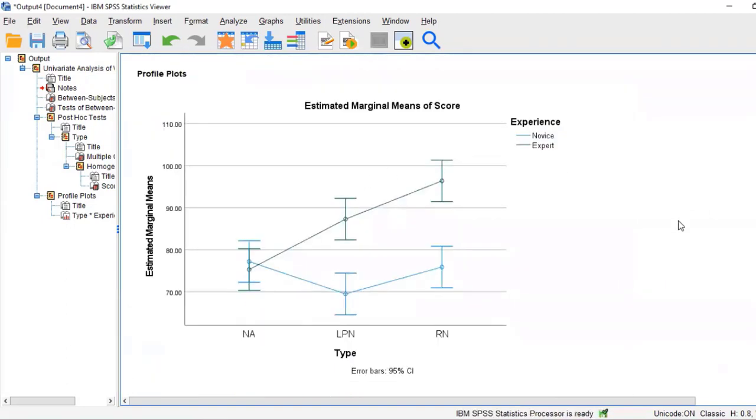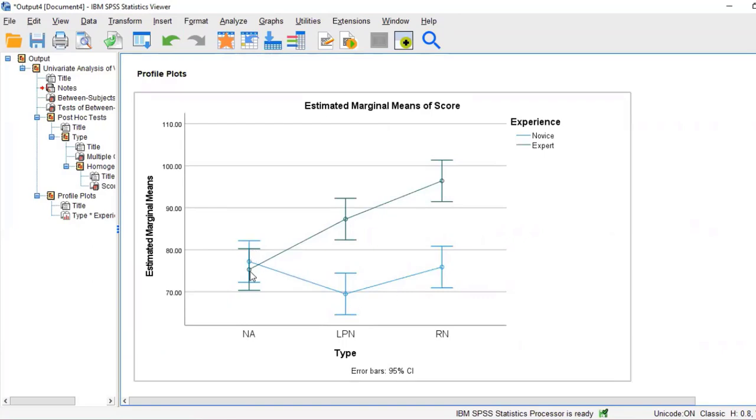But the picture becomes much more clear when we're able to look at the plot. Again, I said these error bars are the ends of your confidence intervals. So when the confidence intervals do not overlap, we know there's a statistically significant difference across groups. So what does this tell us? It tells us that for nursing assistants, experience level does not matter. But for LPNs and RNs, experience matters. The more experience, the more expert these nurses were, the better their scores.